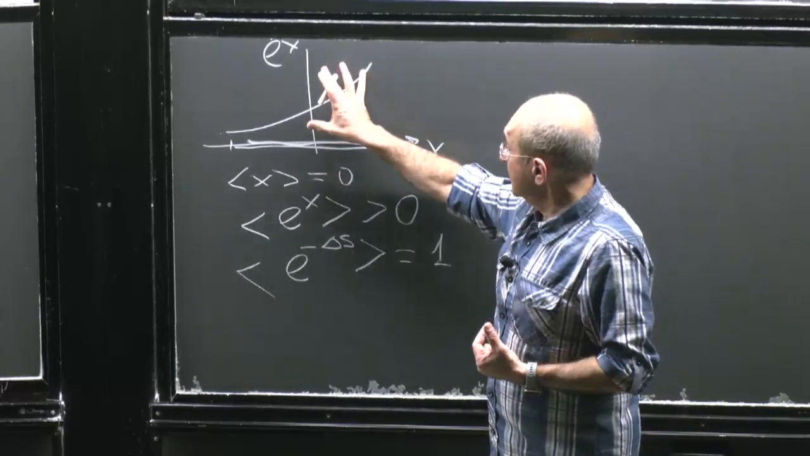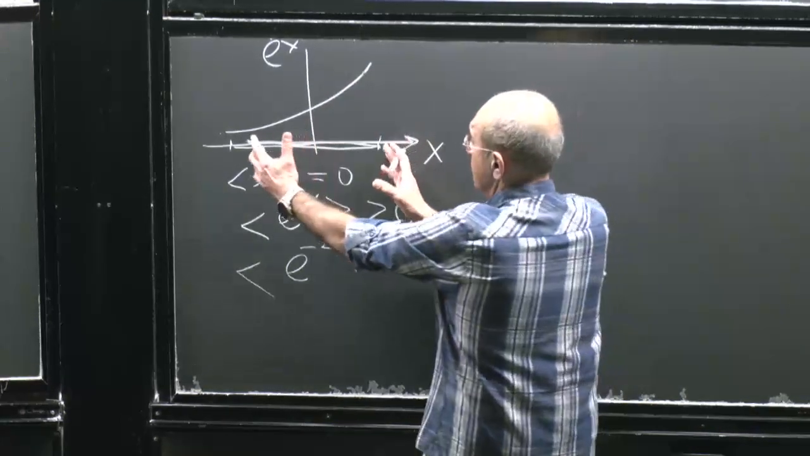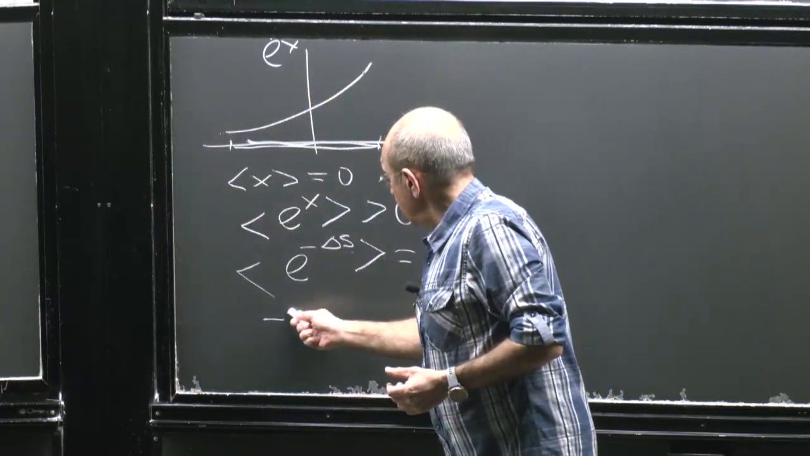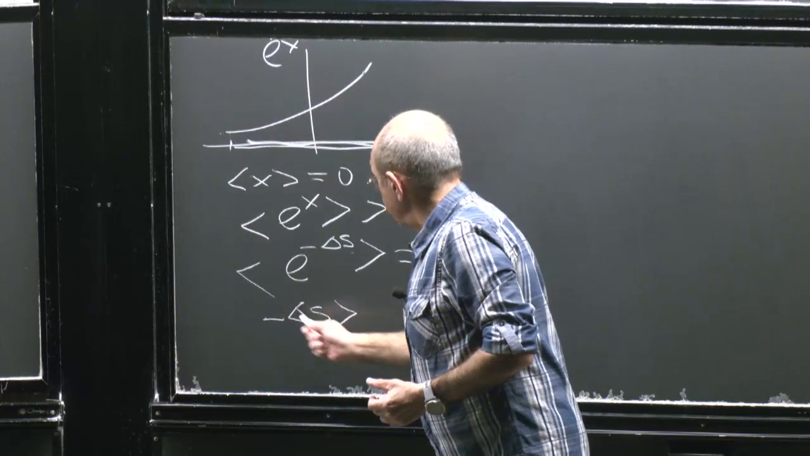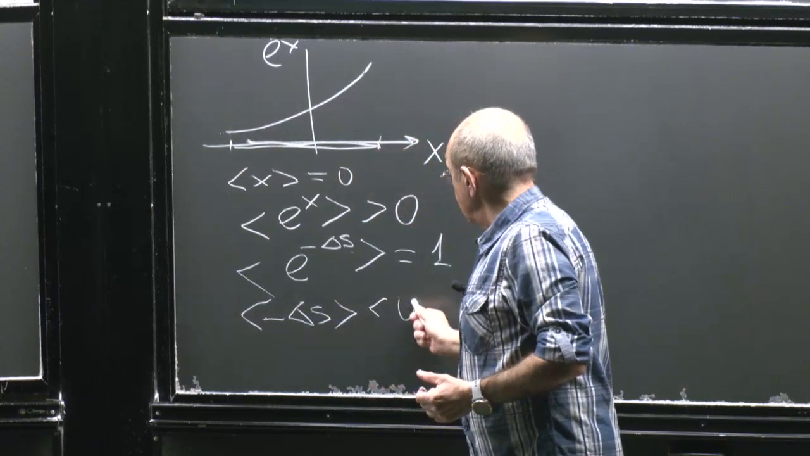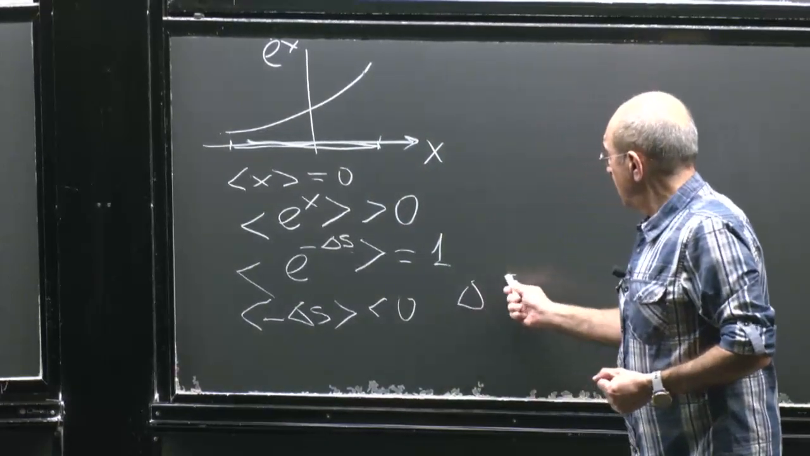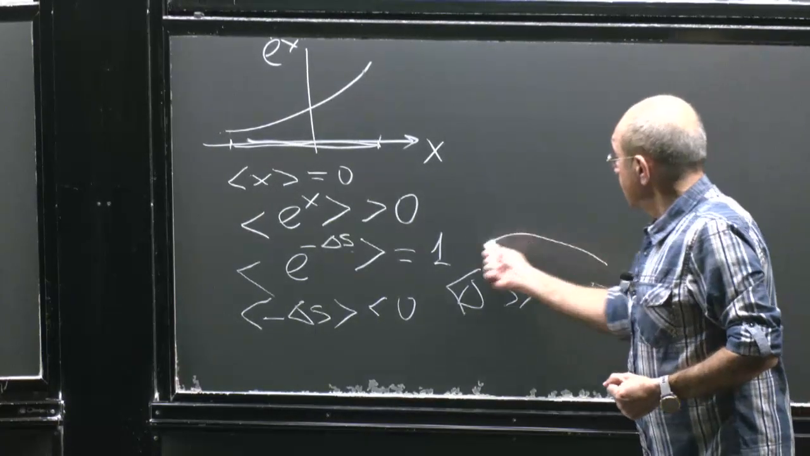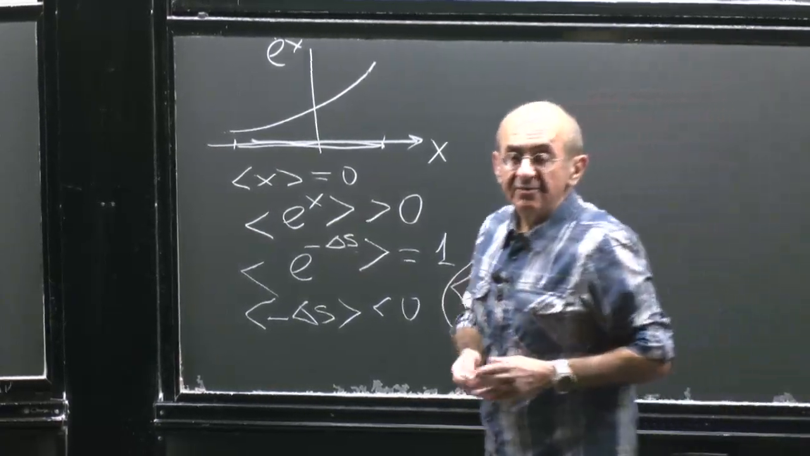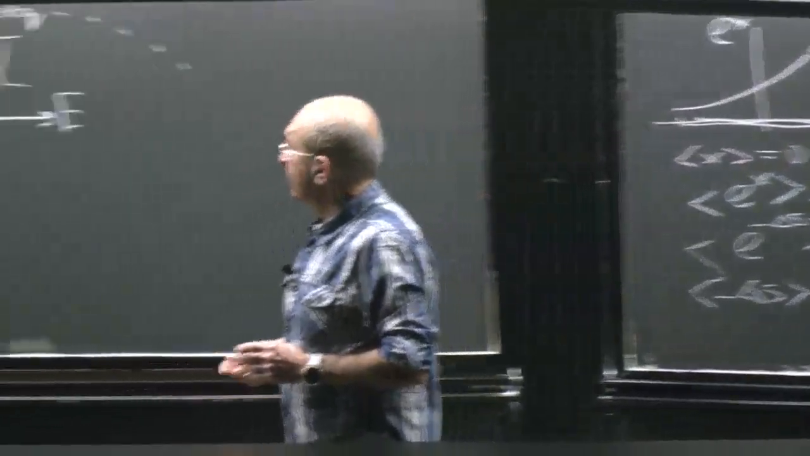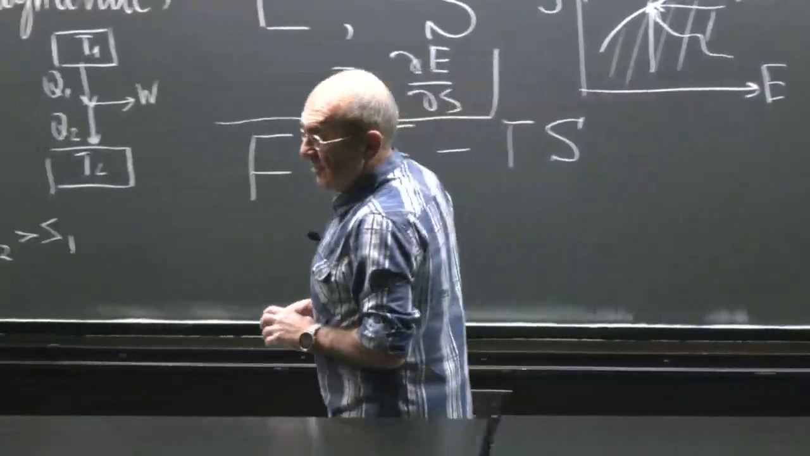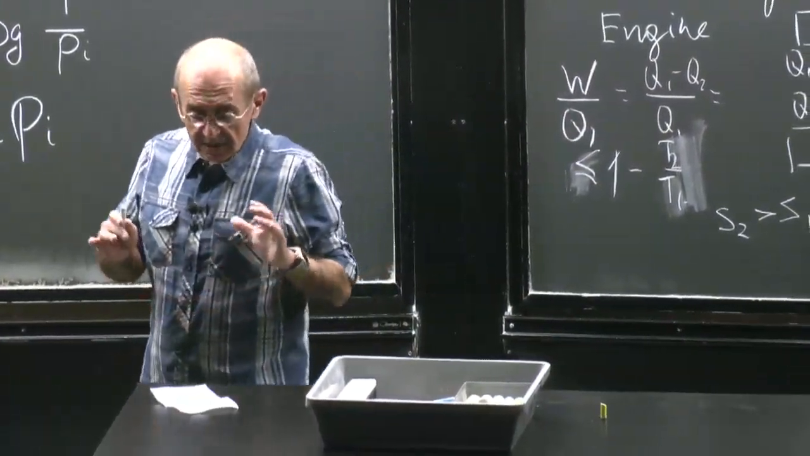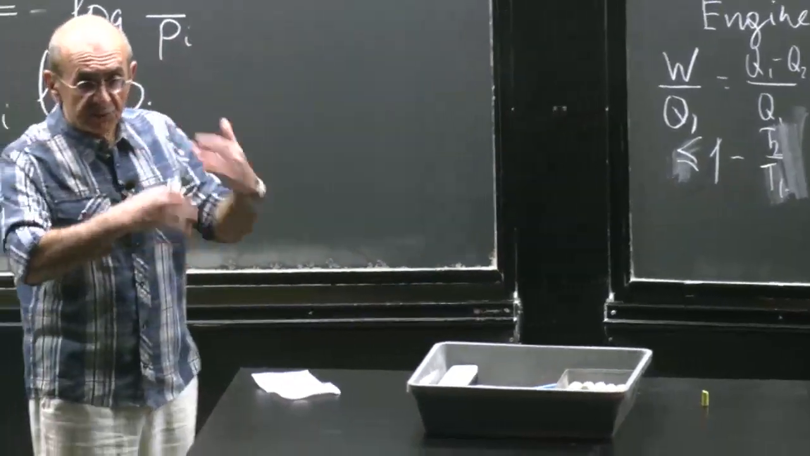So if the average of the exponent is unity, it means that this interval is shifted somewhere to the left. It means that minus delta S on average is less than 0, which essentially tells you that delta S on average is non-negative. And this is the old undergraduate version of the second law of thermodynamics, which we used before. And this was the first mathematical idea which we used over and over in the course.